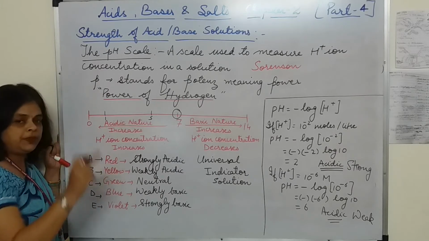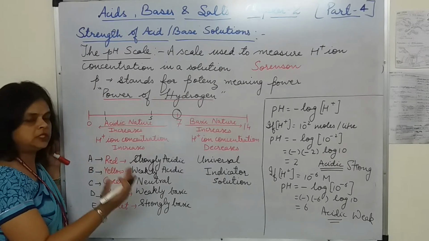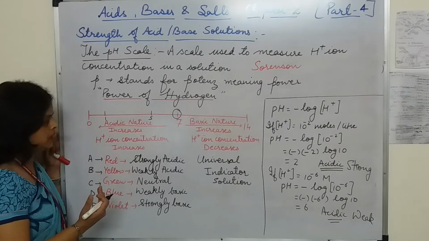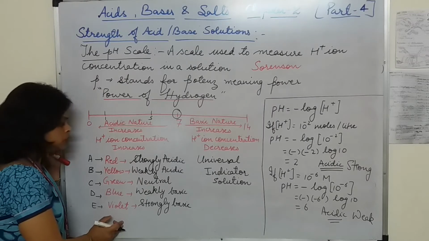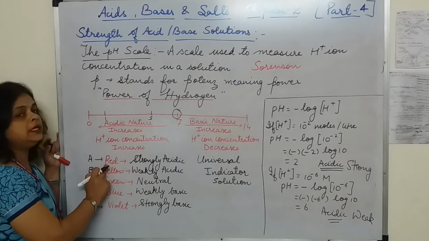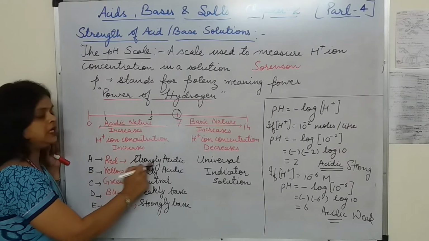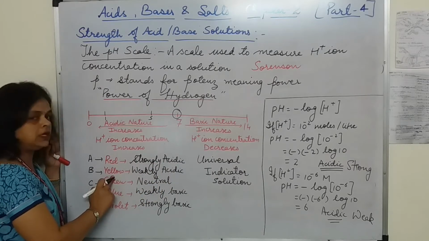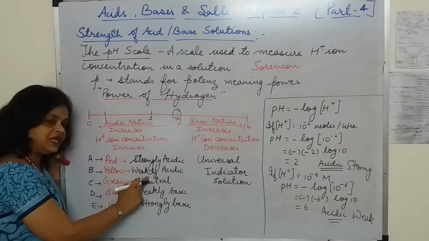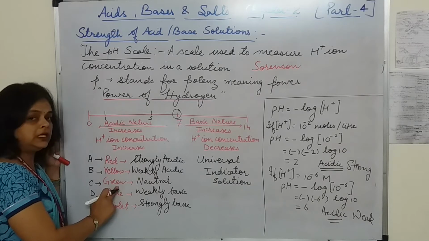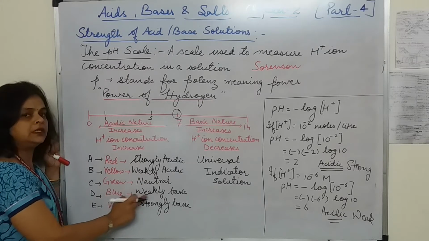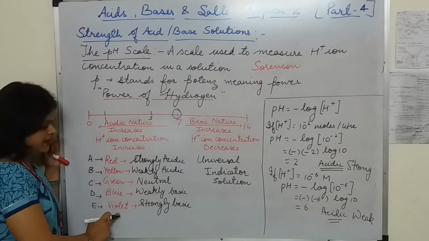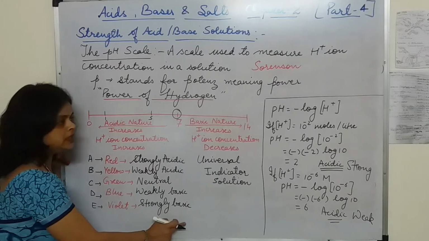Now there is a pH chart with which you can tally the color. Okay. Now when you tally the different color shades, you will come to know that red color indicates that it is strongly acidic. Yellow color indicates that it is weakly acidic. Green color indicates that it is neutral. Blue color indicates that it is weakly basic, and violet color indicates that it is strongly basic.